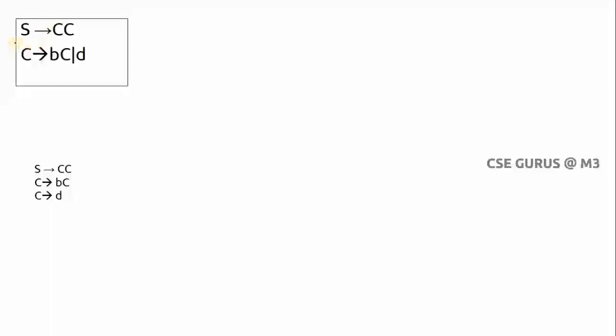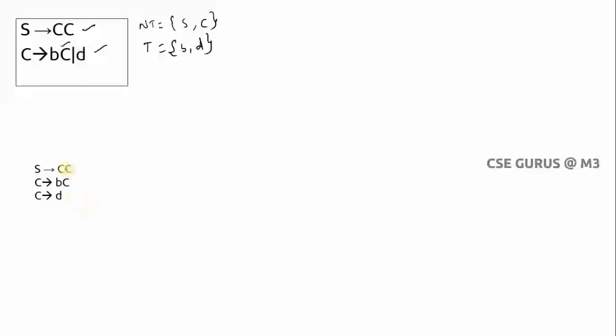Here let us suppose I have taken this grammar: S tends to CC, C tends to bC / d. Of course here the non-terminals are S as well as uppercase C, and the terminals are b and d, only two. So now we have the grammar, and we'll see how to do this. Here how many productions are there? 1, this is 2, this is 3. So I have written them separately like this.